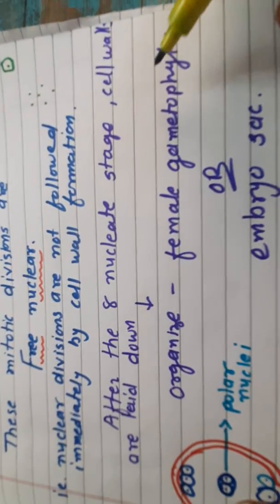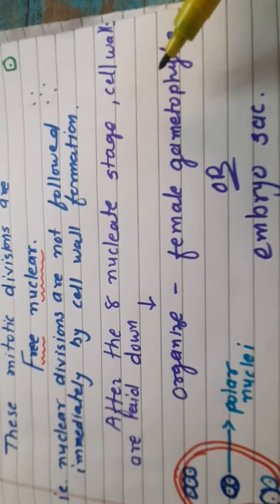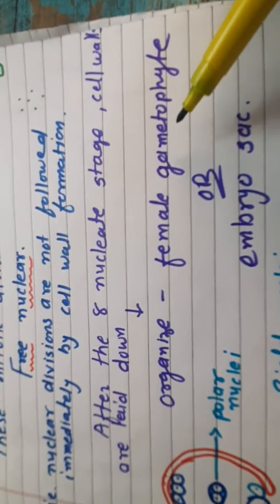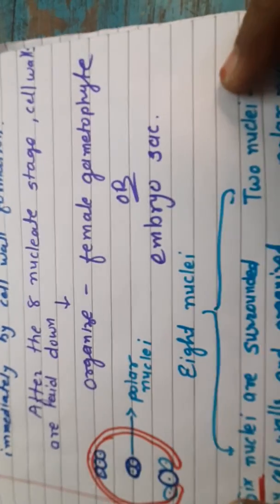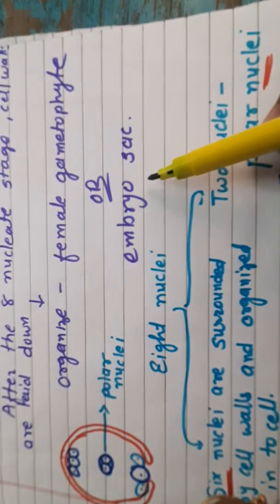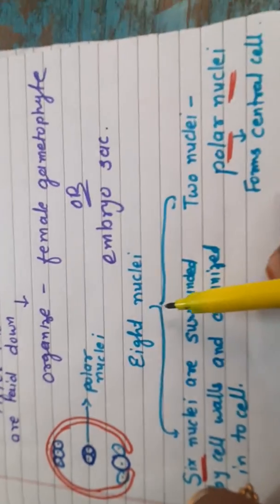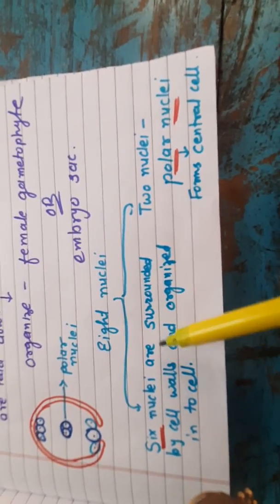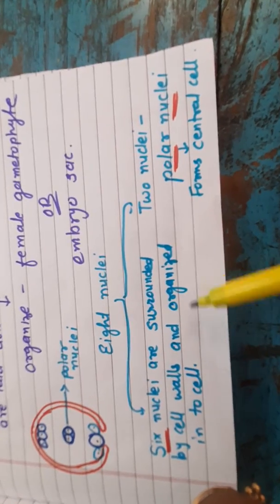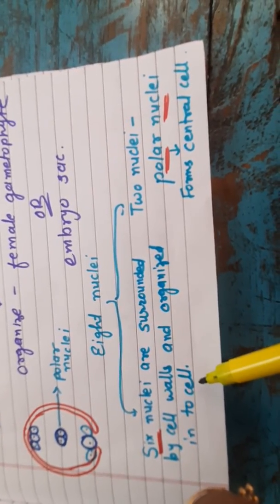So these 8 nuclei organize and form the female gametophyte, right? Which is also known as the embryo sac. Out of these 8 nuclei, 6 nuclei are surrounded by cell walls and they organize into perfect cells.